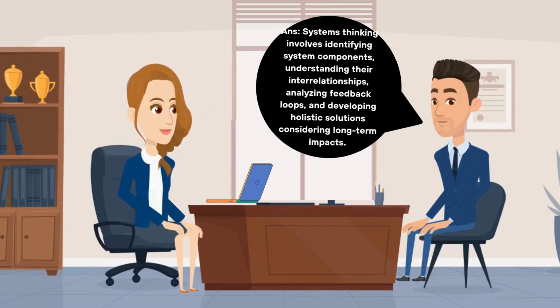How would you apply systems thinking to solve a complex problem in an organization? Systems thinking involves identifying system components, understanding their interrelationships, analyzing feedback loops, and developing holistic solutions considering long-term impacts.